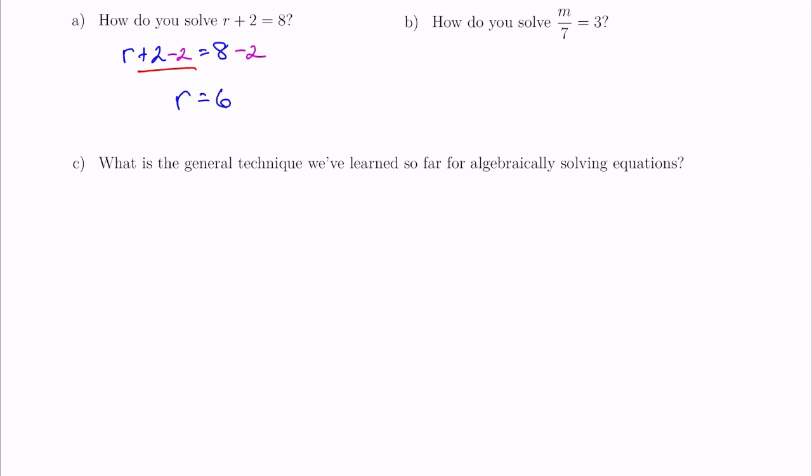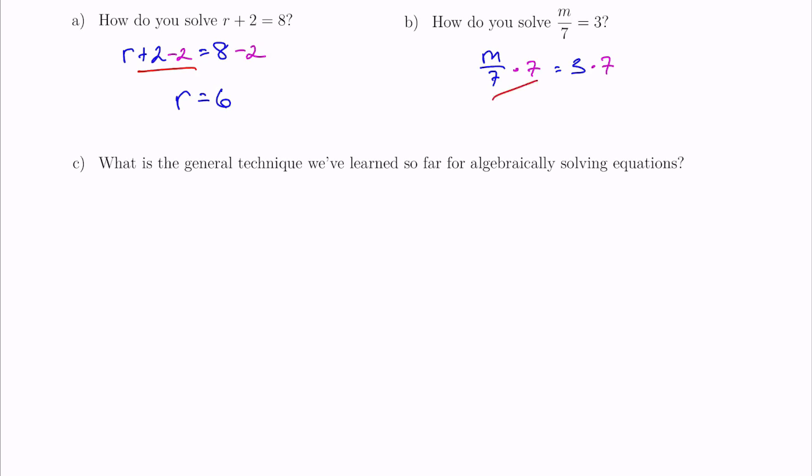In part B, the question is, how do we solve the equation m divided by 7 equals 3? Well, because right now we are dividing the m by 7, to solve that we will multiply by 7. Just to emphasize, we'll multiply both sides of the equation by 7, but the reason we picked 7 is that it is the opposite of what was being done. We originally were dividing by 7, so we multiplied by 7.